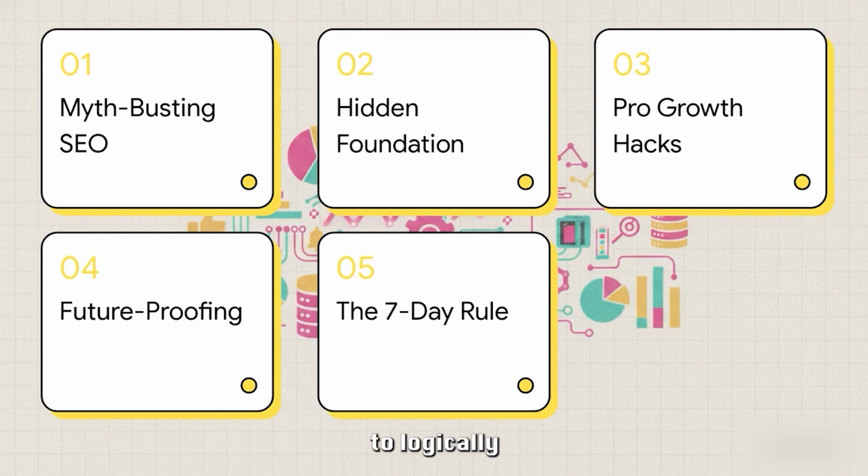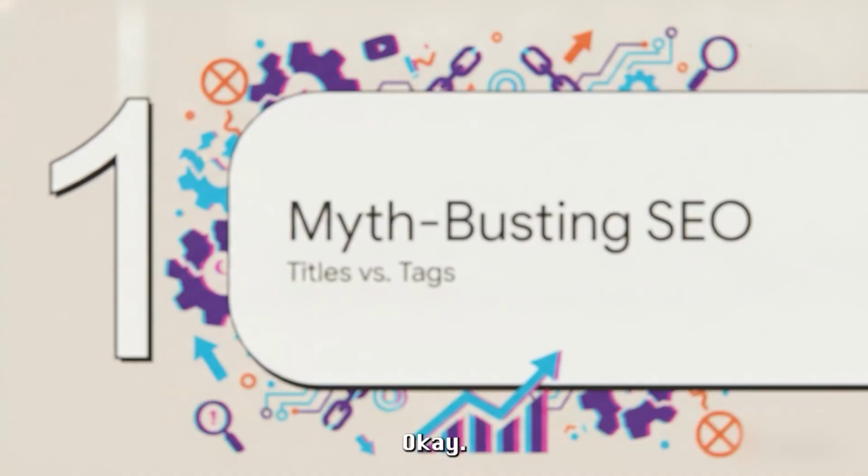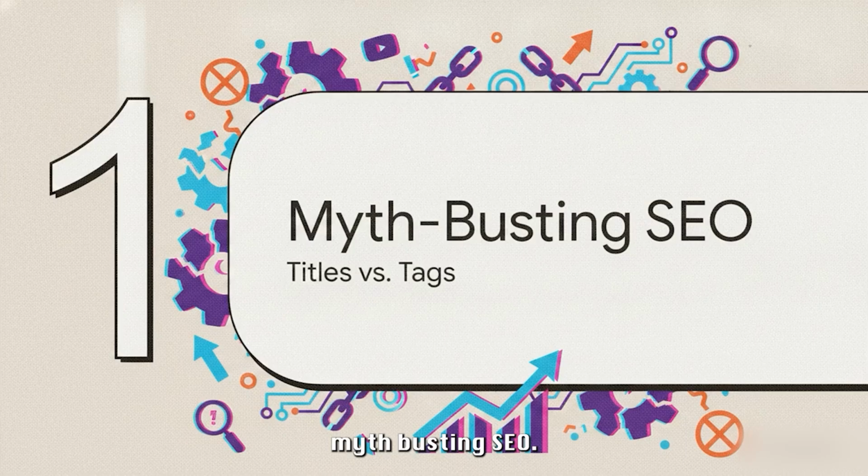So, to make sense of all this, we're going to logically organize these 25 chaotic backend settings into 5 really specific, actionable buckets: myth-busting SEO, the hidden foundation, pro-growth hacks, future-proofing, and finally, the 7-day rule. Okay, section 1, myth-busting SEO.